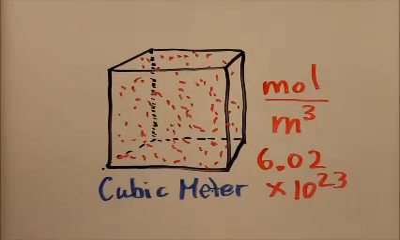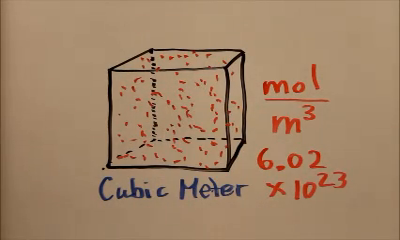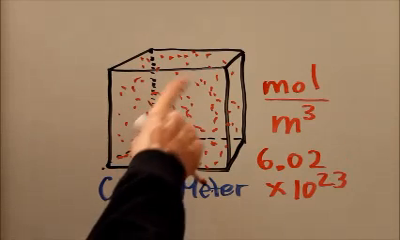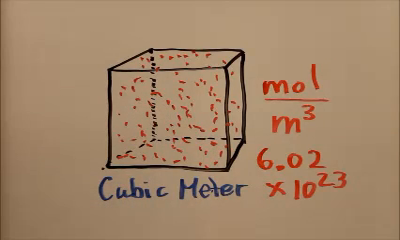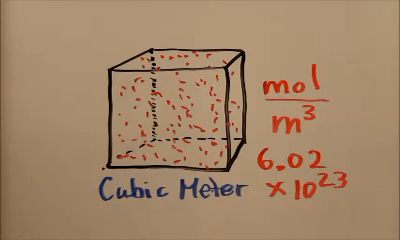I've drawn here an imaginary cube that measures a meter by a meter by a meter, so its volume is a cubic meter. We might have a certain number of moles of little red particles in there, an awful lot more than I've drawn, but a whole lot of particles. If we can count up the number of particles in moles and then divide by the number of cubic meters, in other words moles per cubic meter, we get what?